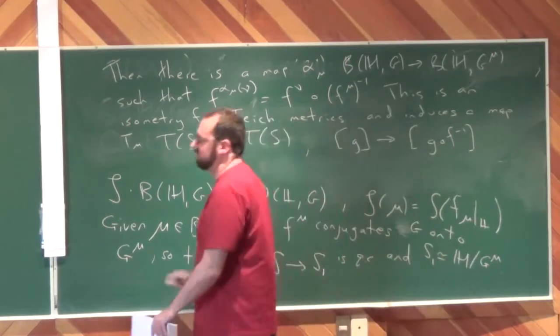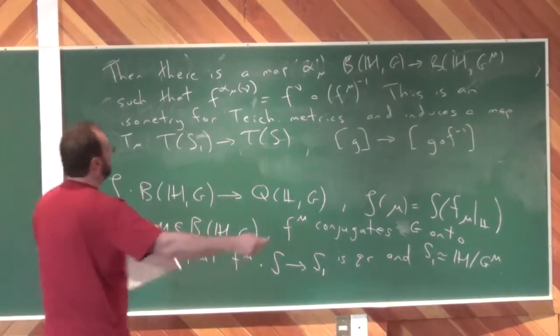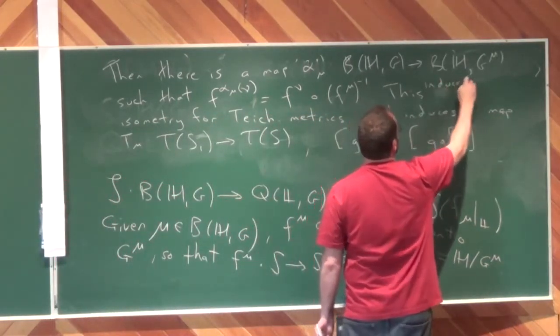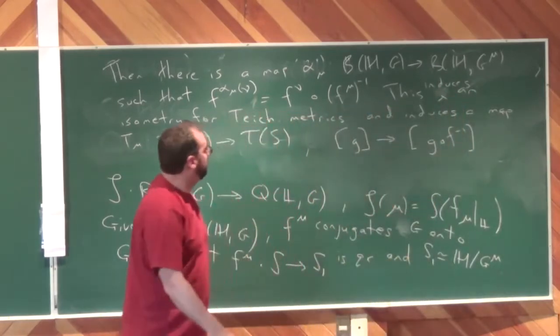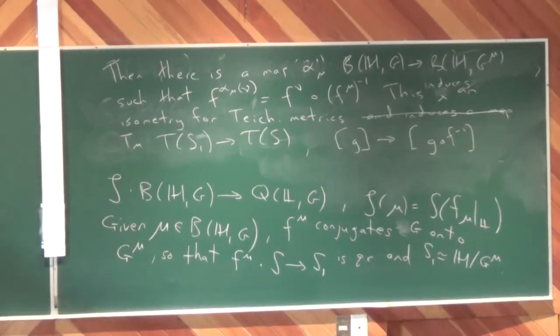Alastair: Do you mean the Teichmüller metric there? Right. So this induces an isometry for the Teichmüller metrics given by this. That's why. So thank you.